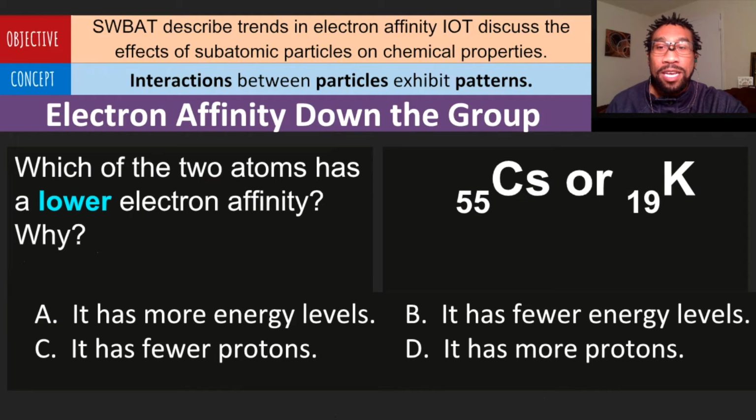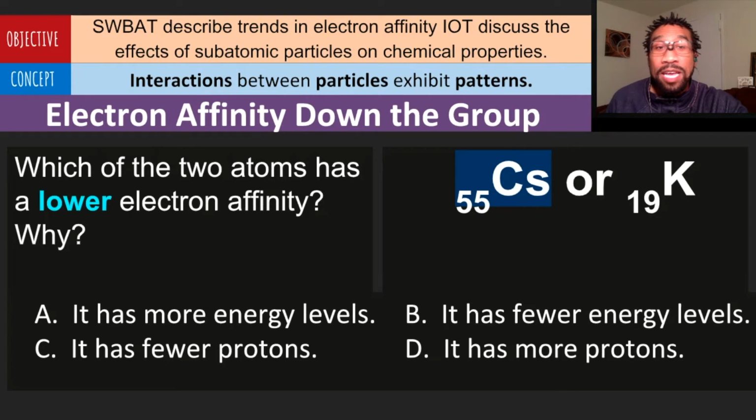Which of the two atoms has a lower electron affinity? Is it cesium with an atomic number 55 or potassium with an atomic number of 19? Which one would you choose? Now, if it were me again, I would definitely choose cesium. So, why cesium over potassium?